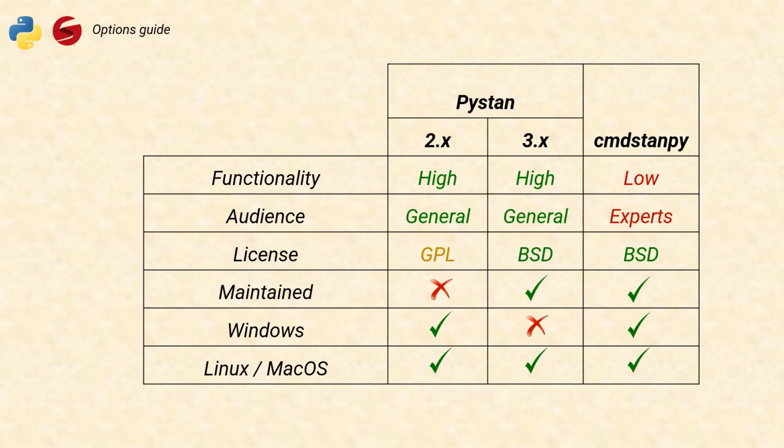So when you use Stan with Python, there are really three choices of interface. These are PyStan2, PyStan3, and CommandStanPy. Each of these have various pros and cons. PyStan is a high-level interface with lots of functionality, while CommandStanPy is very lightweight with minimal functionality aimed more at experts. CommandStanPy and PyStan3 have licenses that allow for commercial distribution, while PyStan2 has a GPL license, which is intended more for research. PyStan2 is not maintained, while PyStan3 and CommandStanPy are actively maintained.